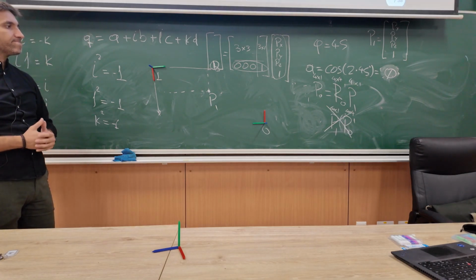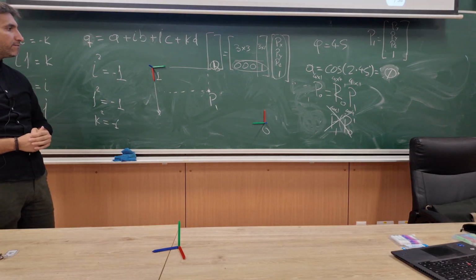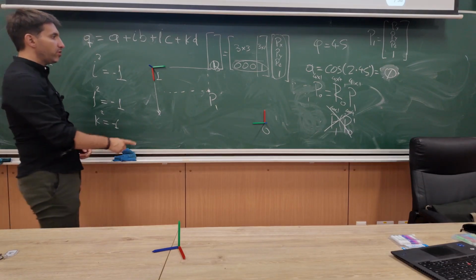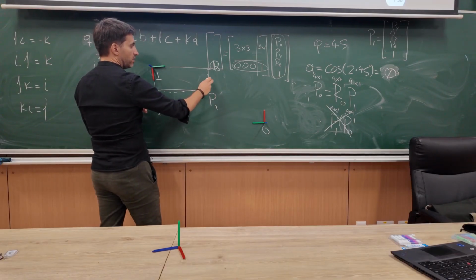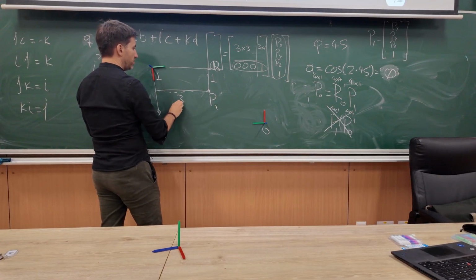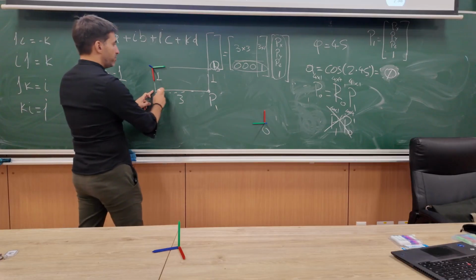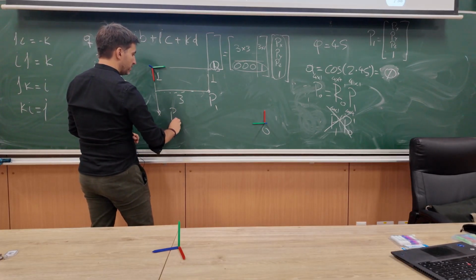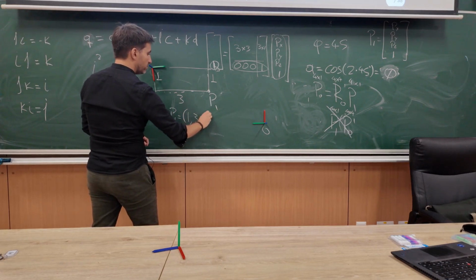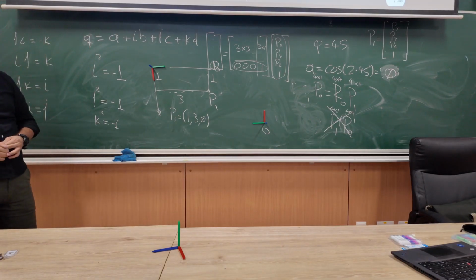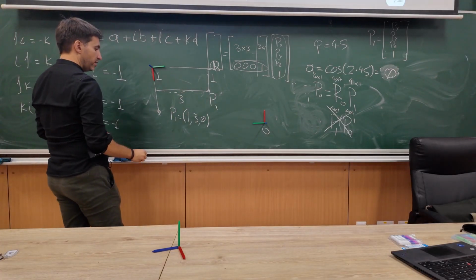Let's quickly put some numbers here. It's not going to be super accurate, but yeah. Let's say point 1 has coordinates 1 on x, 3 on y, and 0 on z. So P1 is 1, 3, 0. All right? Let's try to see what is the transformation between these frames, the way I wrote them.